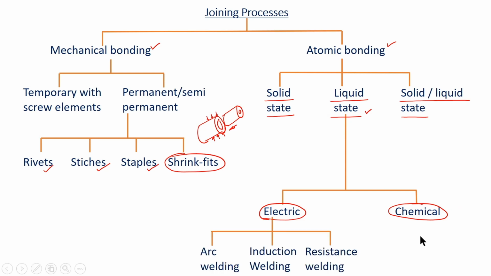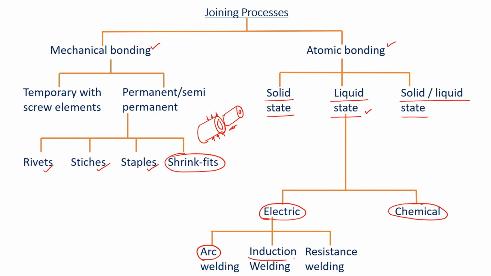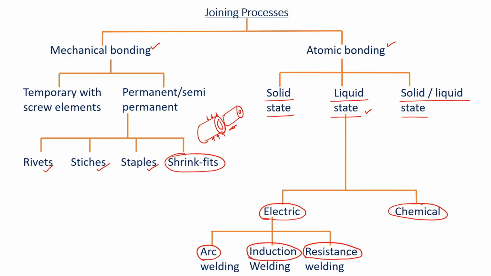So, when we apply the electrical energy, we can generate arcs, that is a very popular or very common welding manufacturing process, that is the arc welding process. We can carry out the induction heating in between the two work parts, and that induction heating will melt the materials and then we can fuse them together, that is the induction heating. The heating which is generated due to the resistance to the flow of electric current between the two work parts, so that is called the resistance welding.